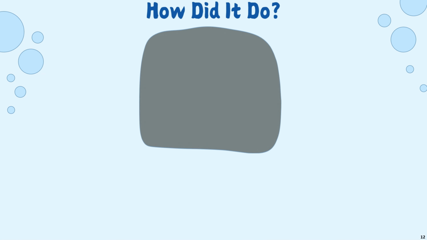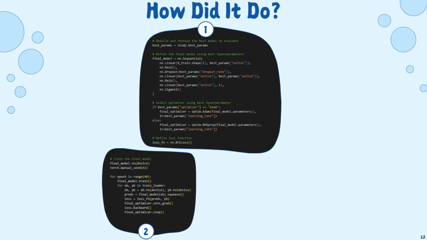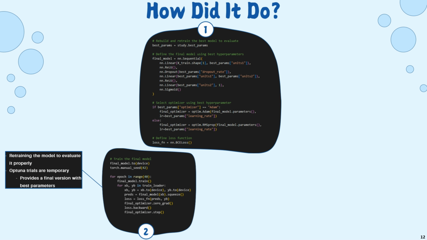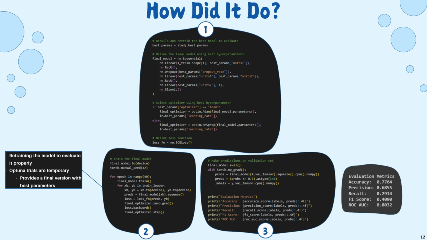So how did it do? If we want to evaluate our model with more than just loss, then we can rebuild it and retrain it. We're going to rebuild it using study.best_params, which is going to use the best parameters that we got from the study. And then we're going to train the final model using those same parameters. This is done in order to evaluate it properly, and also because Optuna's trials are temporary. So if we want to create a final version with those parameters, then we have to rebuild it. Then we're going to print these evaluation metrics, and these are the results. These are pretty great results for only having run the model, adjusting the hyperparameter ranges once.